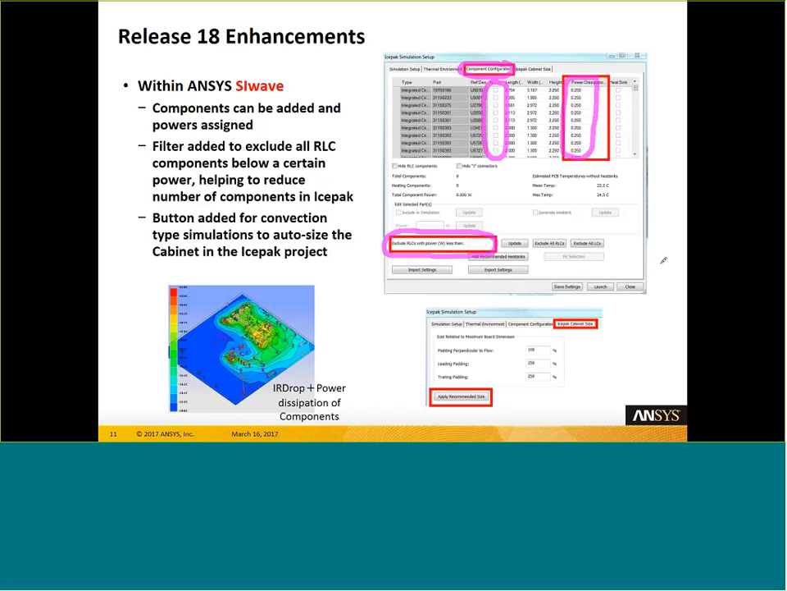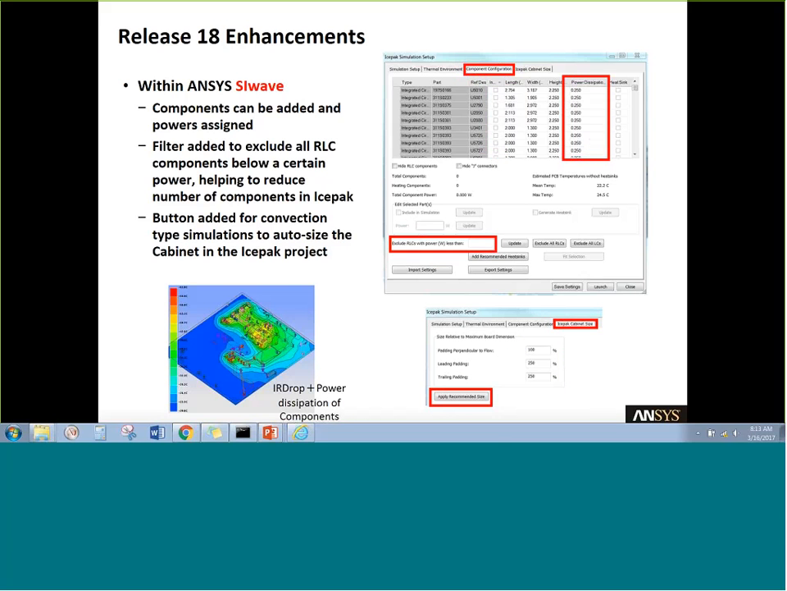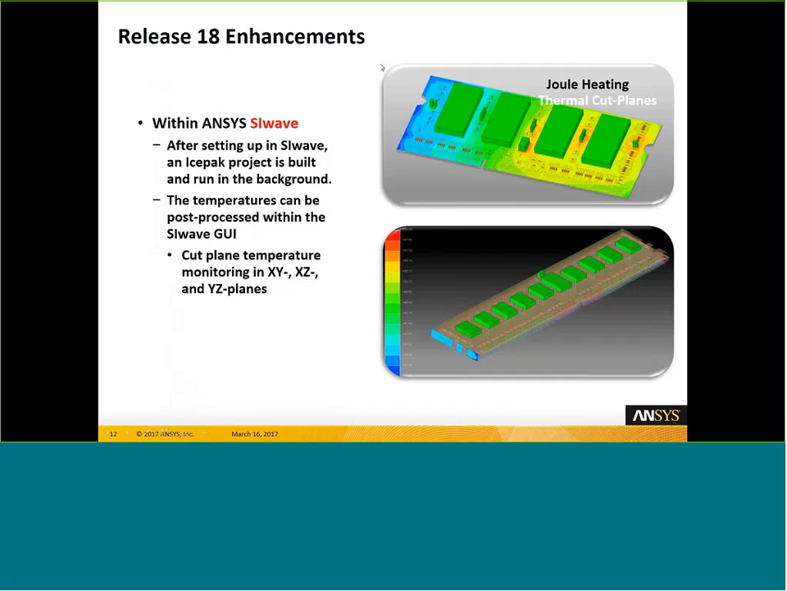On the fourth and final tab, this is available when you're doing convection type. So you can create the overall dimensions of your CFD wind tunnel, or IcePack cabinet in IcePack terms. There's a button here to apply a recommended size. So this just applies some recommended size and puts some inputs in here. So that's how you would set up your electrothermal simulation from within SiWave.